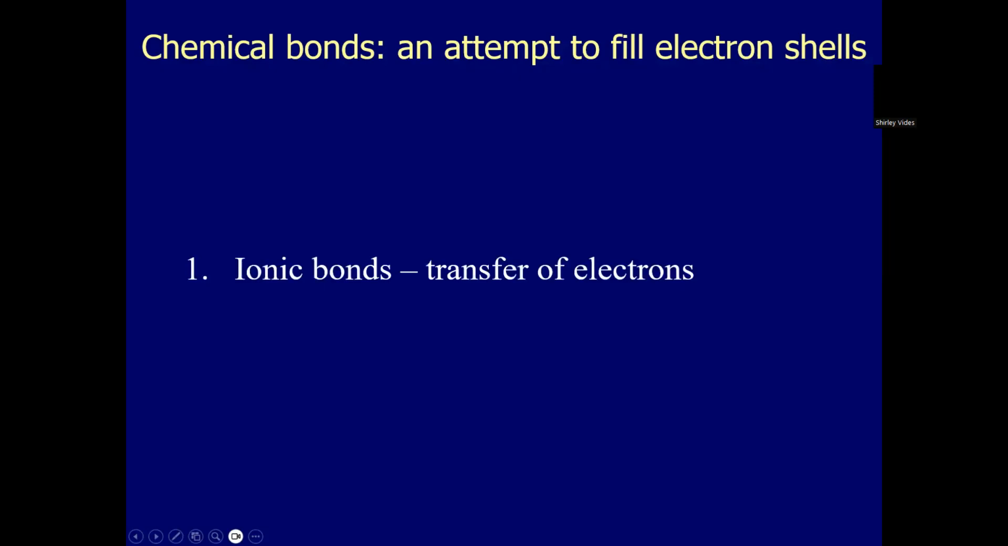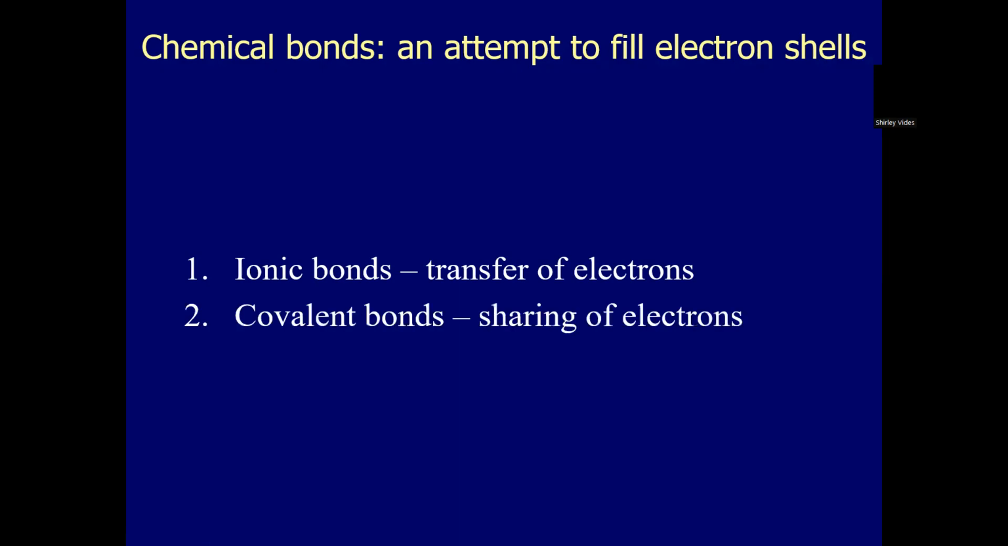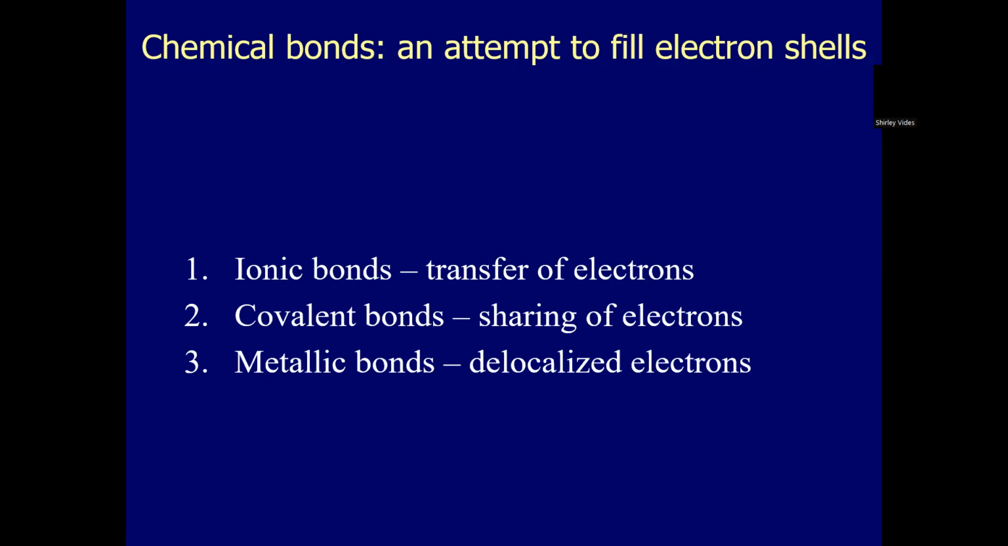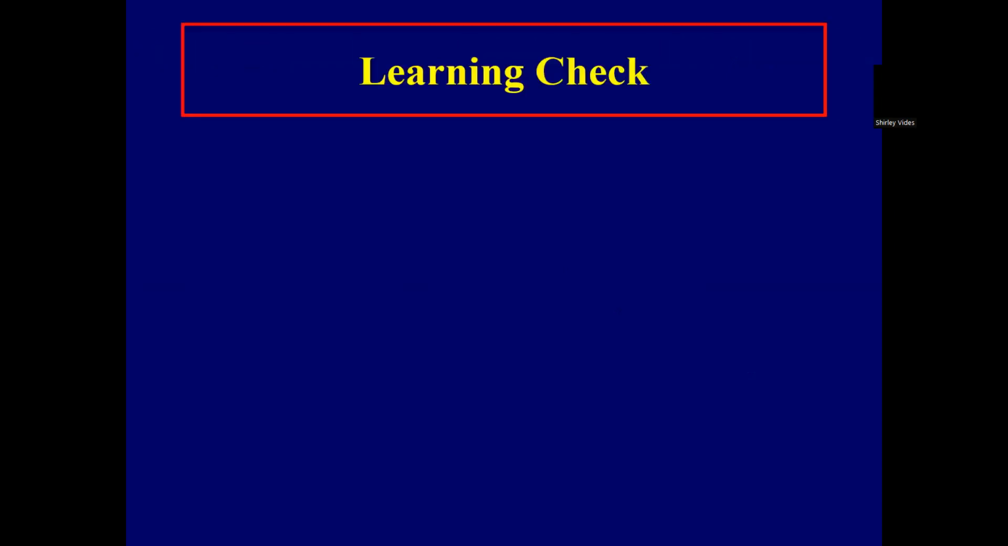Okay, so when we have bonding, we can have different types of bonding. We can have ionic bonding, which is a total transfer of electrons. Covalent bonding, which is a sharing of those electrons. And metallic, which is delocalized electrons, and is really a weird looking bond. It is not a true chemical bond, but it is probably the strongest.